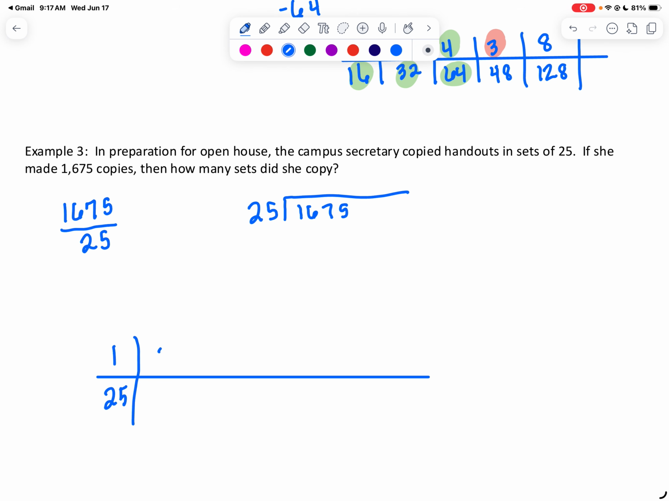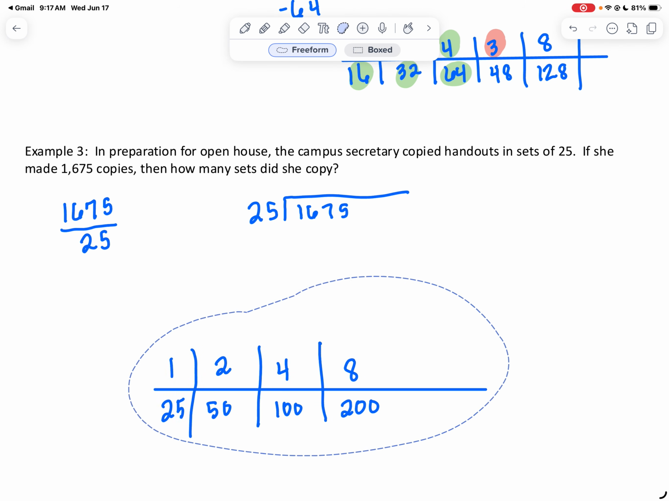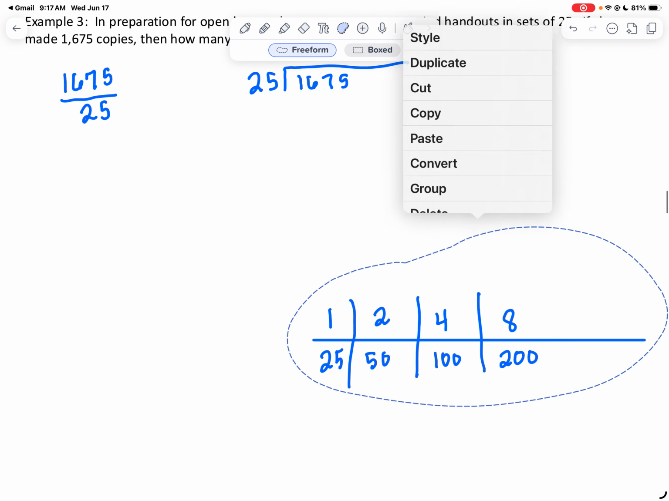All right, again, to help me with my multiples of 25, I'm going to make a little ratio table here. 1 and 25, if I double that, I get 50. If I double that again, I get 100. If I double that again, I get 200. All right, we'll see if those help me here in a minute. All right, let's move that off to the side, maybe like that.